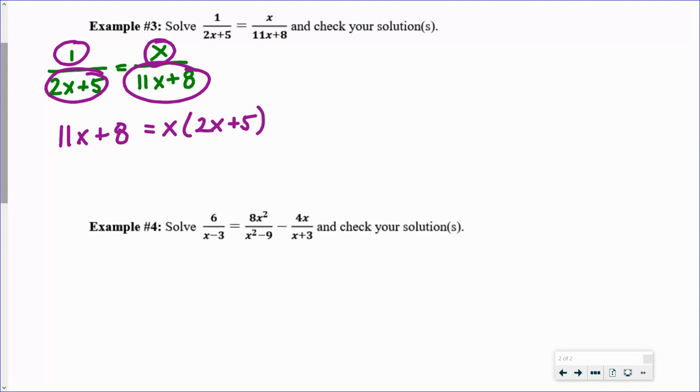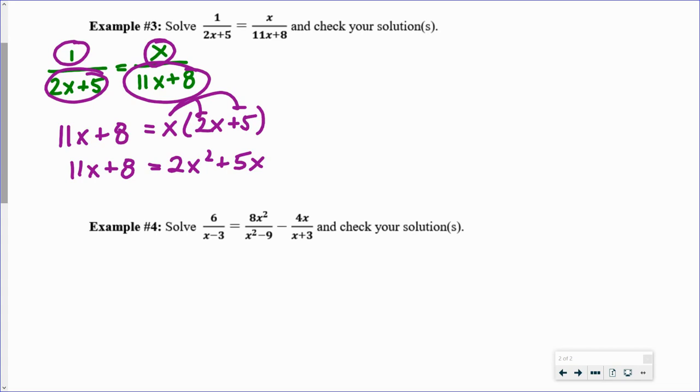So I'm just going to simplify both sides of the equation if possible. The left-hand side, I cannot simplify that any further, so we have 11x plus 8. Right-hand side, I am going to multiply x through that parentheses to each term in that quantity. So we're going to get 2x squared plus 5x. All right, so just like in the previous example, we ended up with a quadratic equation.